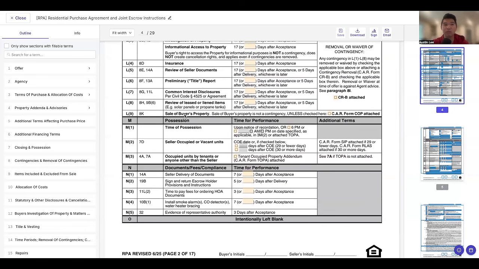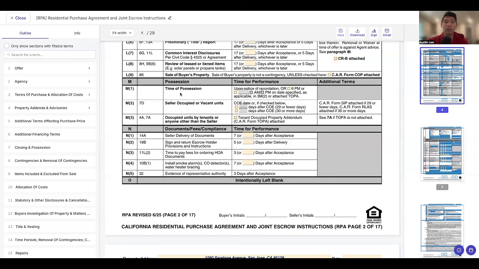This next line is going to be sale of buyer's property. Let's say you want to sell your property before you put an offer. This is where you would check that. So it's contingent on you first selling your property before you want this offer to go through. Not a great term, to be honest, here in the Bay Area, because the seller is going to have to bank on you selling your property first. So generally, they're not going to want to wait and be patient. But maybe in a situation where you feel like you have to do it, this is where you would put this contingency.